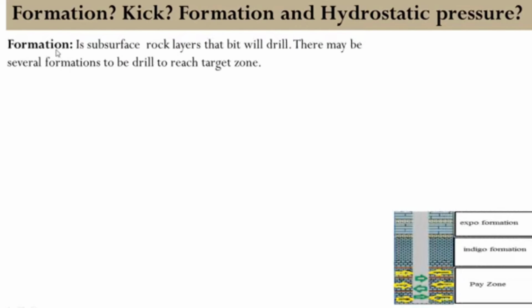Formation. What is formation? Formation is the subsurface rock layers that the bit will drill. There may be several formations to be drilled to reach the target zone. Target zone is the formation, the rock, that has the potential to have oil and gas reserves.